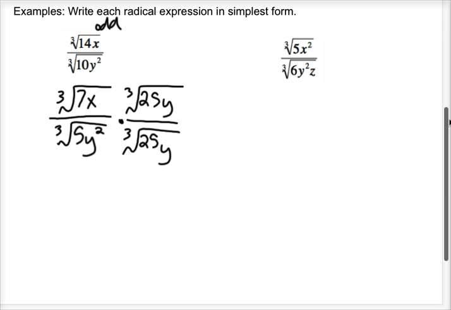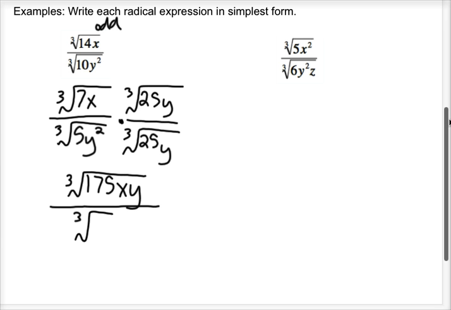Okay? So on top, we are getting the cubed root of 175xy. And the cool thing is, if you reduce it first, you're not going to have to worry about simplifying that at all. That's already going to be simplified. So that's kind of the nice thing about this process.